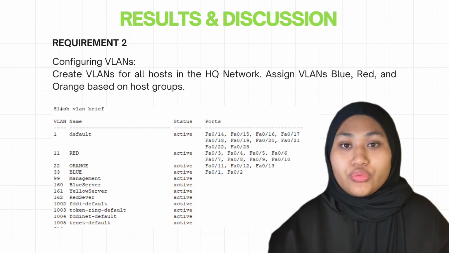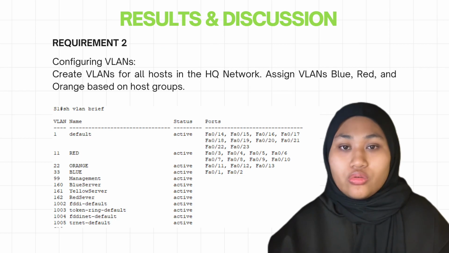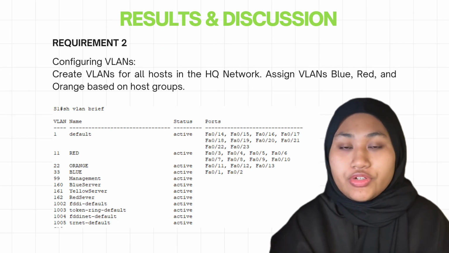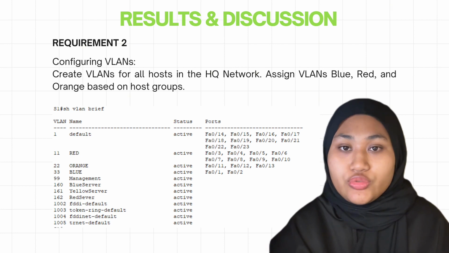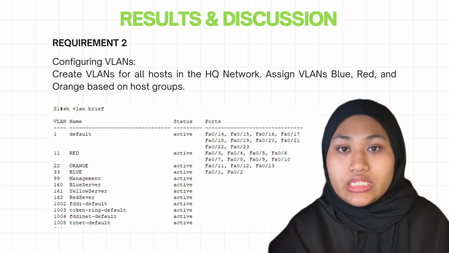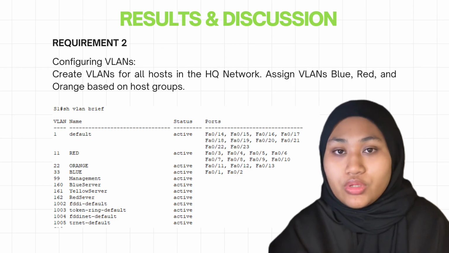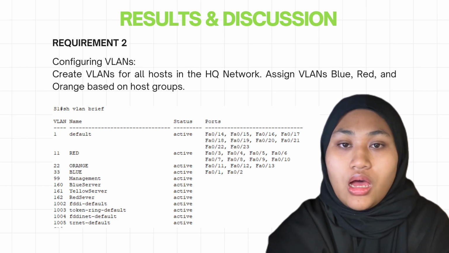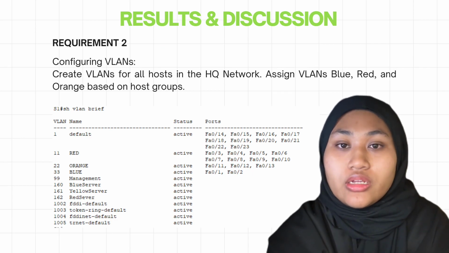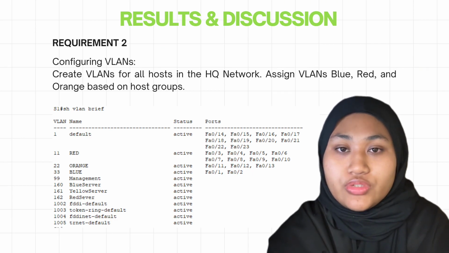In requirement 2, we need to create VLANs in HQ and assign according to their host group, which we have blue, red, orange, and management here. After configuring with IP address, we can proceed to VLAN in switch. For this case, we are using switch 1 or S1 to configure. Use vlan with the VLAN ID next to it in global configuration mode to add VLAN in switch 1. Since we have 4 VLANs, blue, red, orange, and management, we need to do one by one. First, VLAN 11, and then name red, and then VLAN 22, name orange, and then VLAN 33, name blue, and lastly, VLAN 99, name management. After creating VLAN, we can check using command show vlan brief. These are the results from our switch.